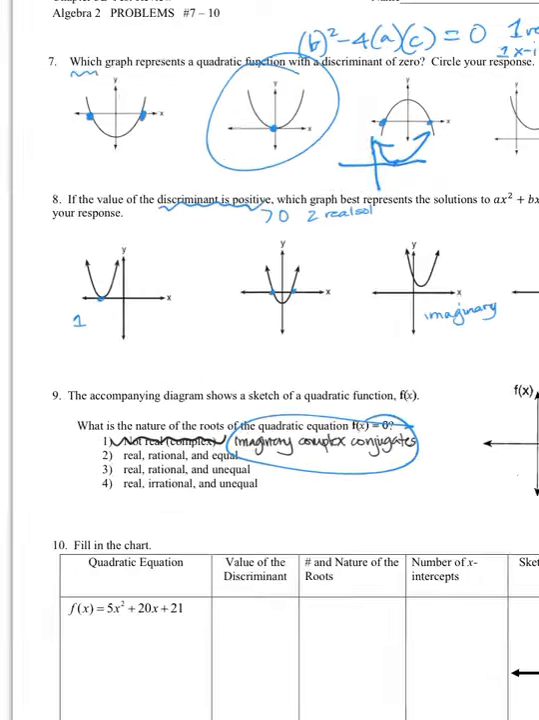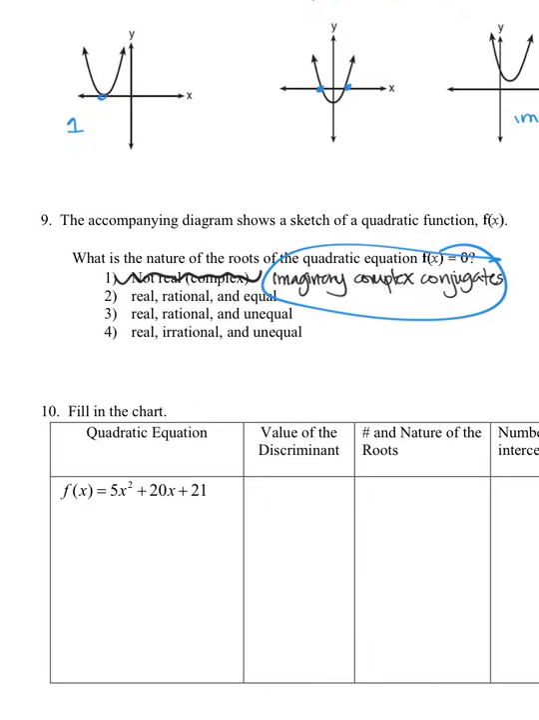On to number 10. Again, we are looking at the discriminant to give us some information about the quadratic equation. Let's do our little refresher again. B squared minus 4 times A times C for the discriminant. First thing we should be doing is deciding the A, the B, the C. So A in this case is the 5 in front of the x squared. The B is the 20 coefficient for the x. And C is the constant 21.